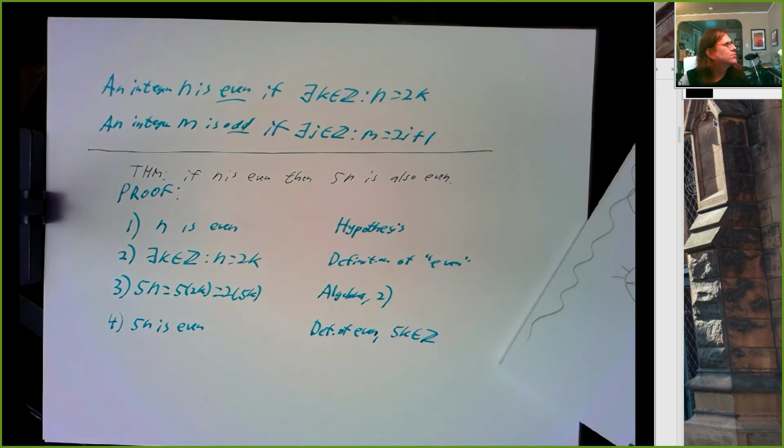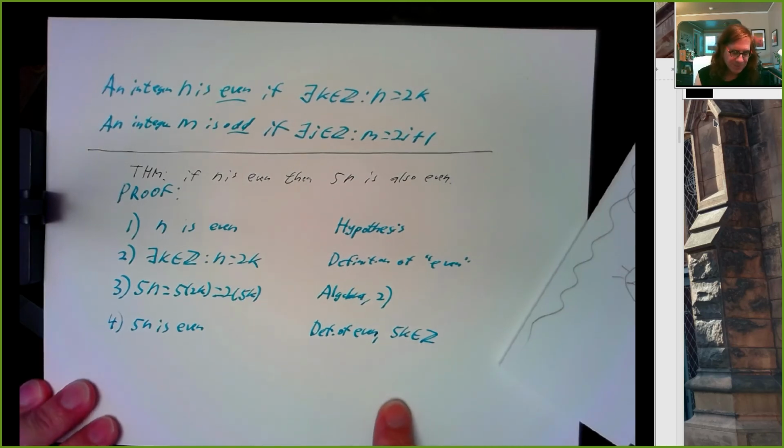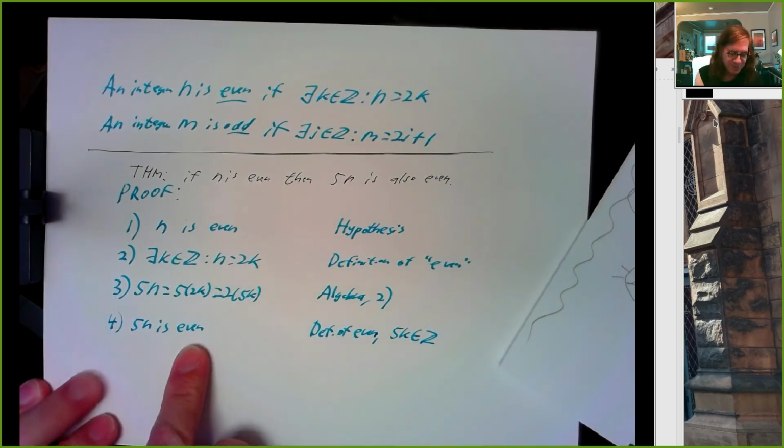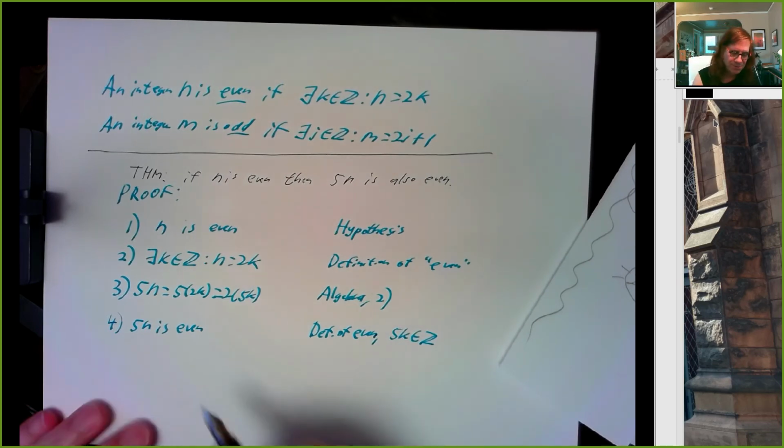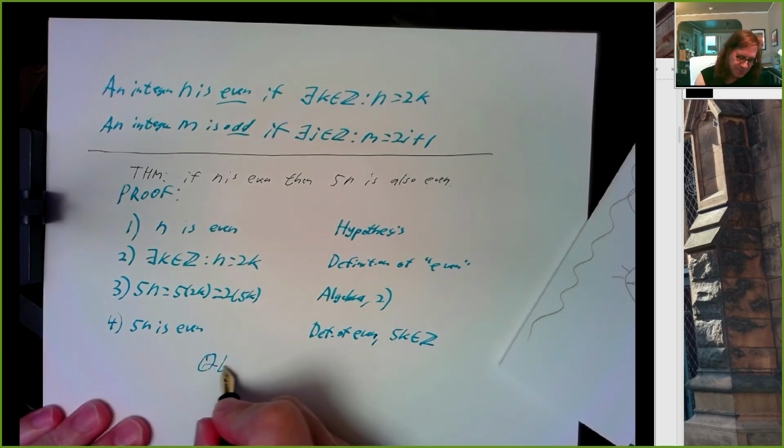So this is a complete proof. Yes, you need to state that 5k is an int. Thanks. So starting with n is even, we've shown that 5n is even. And that's what we were trying to show. So that's where we can say QED.